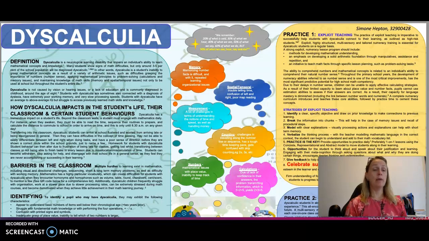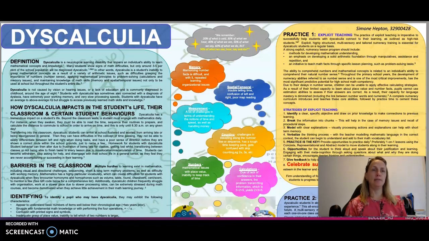So some of the barriers in the classroom, there can be multiple hurdles, a lot of short or long-term memory problems, working memory. The mathematical vocabulary can create difficulties, especially if the students also have dyslexia. The double meanings of words can be confusing for students with dyscalculia. They encounter homonyms and homophones. They frequently struggle with organisation skills. They work at a slower pace, and processing rates can be slower as well.